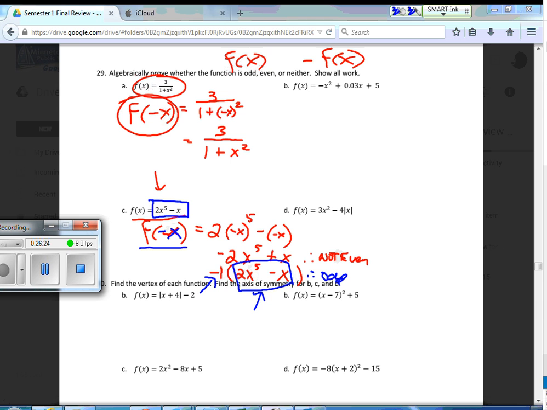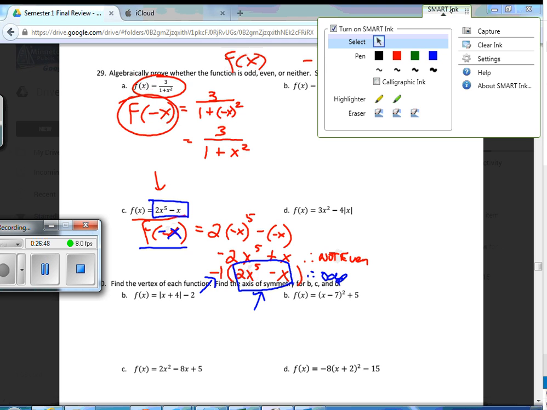Okay? That's a reminder on how to tell if something's even or odd. Basically, you just stick negative x into it. And if it doesn't work out to be the same as f of x, it's not even. And if you can factor out a negative 1, and it works out perfect to be the original with a negative 1 in front, then you've proved it's odd. Okay. So many things to know.